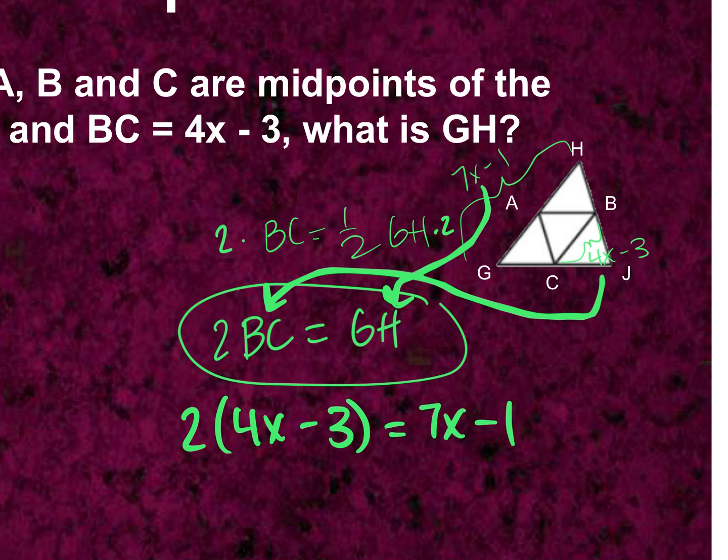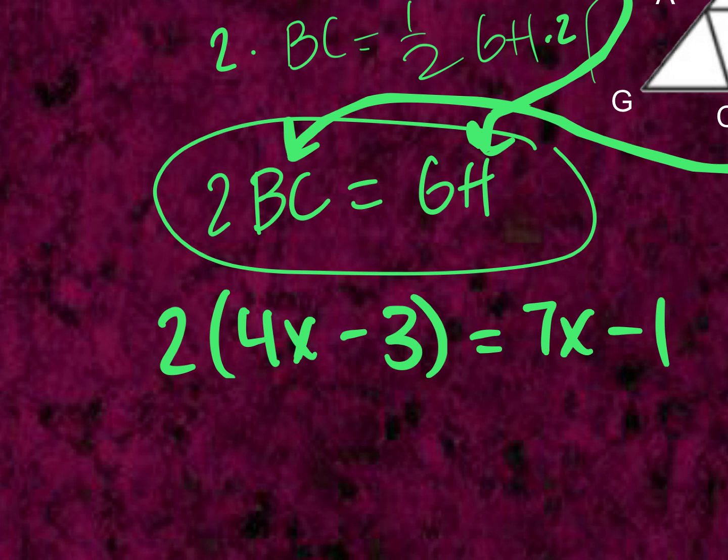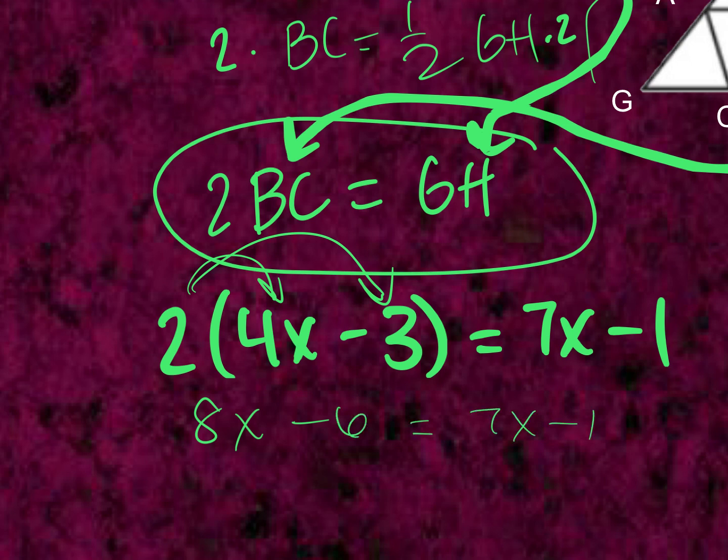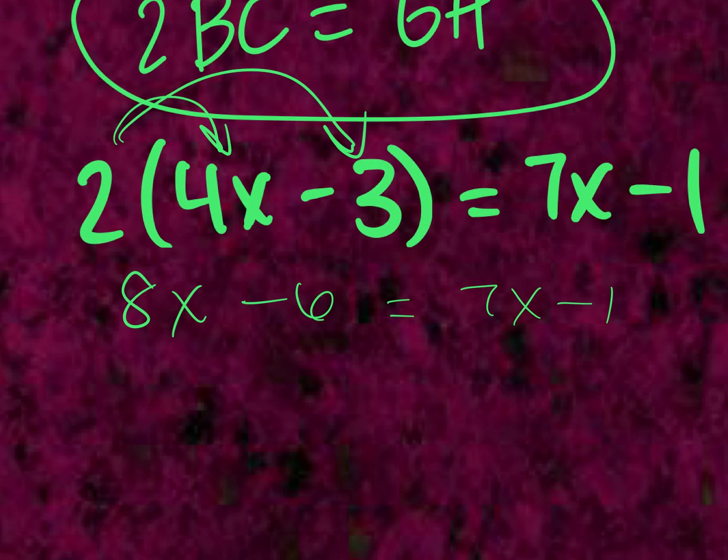7x minus 1. Are there any questions on how I got that? We're good? Okay, what would you do with this equation? Excellent. What do you get? 8x. Then what? Then you distribute it to 3. Negative 6 equals 7x minus 1. Okay, what would you do after that? Add 1 to both sides? Sure. What do you get?